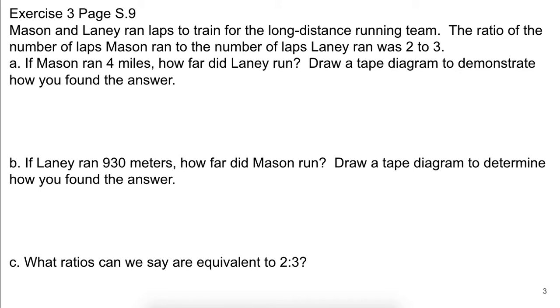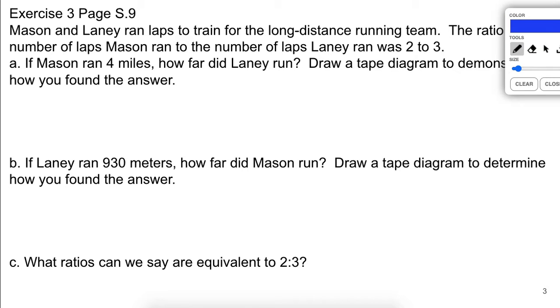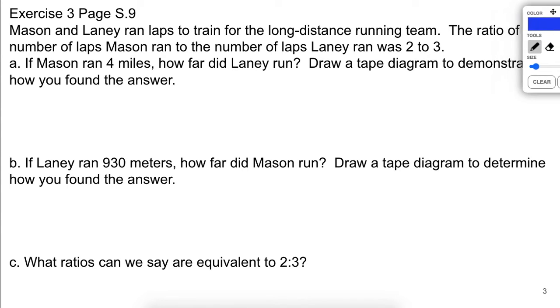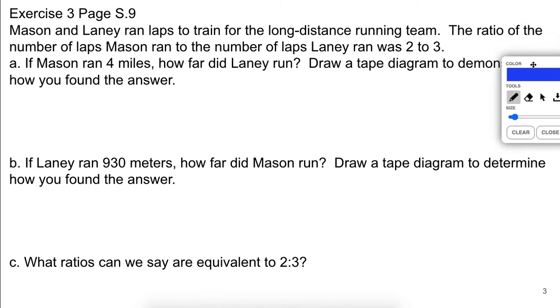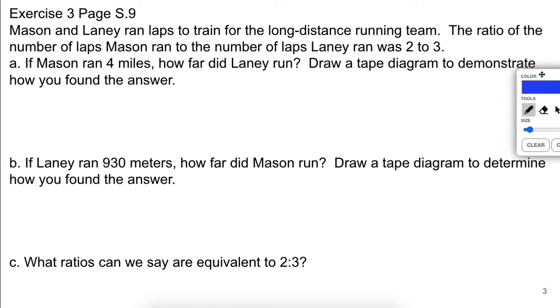Okay, so our first problem is here. Mason and Laney ran laps to train for a long-distance running team. The ratio of the laps that Mason ran to the number of laps that Laney ran was 2 to 3. So again, whenever you're doing these, make sure you really identify who we're talking about. So we're talking about Mason and Laney. So that ratio is 2 to 3. So if Mason ran 4 miles, how many laps did Laney run?